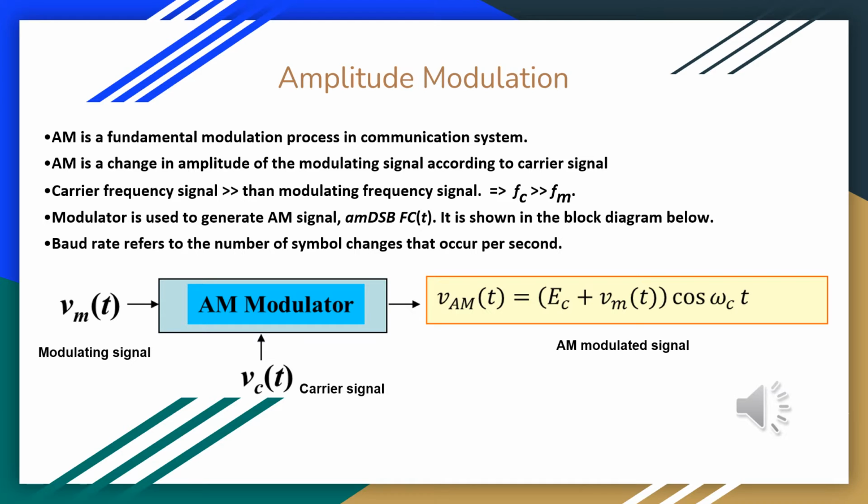Alright, so let's talk about amplitude modulation. Amplitude modulation is a fundamental modulation process in communication systems. It changes the amplitude of the carrier signal according to the modulating signal. The condition that needs to be met is that the carrier signal frequency is far larger than the modulating signal frequency. Baud rate refers to the number of symbol changes that occur per second. You can see how it works from this diagram.